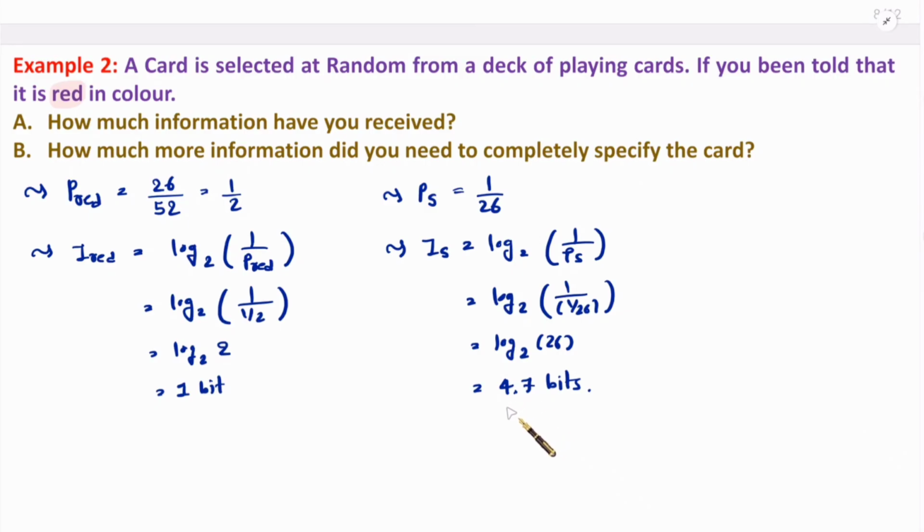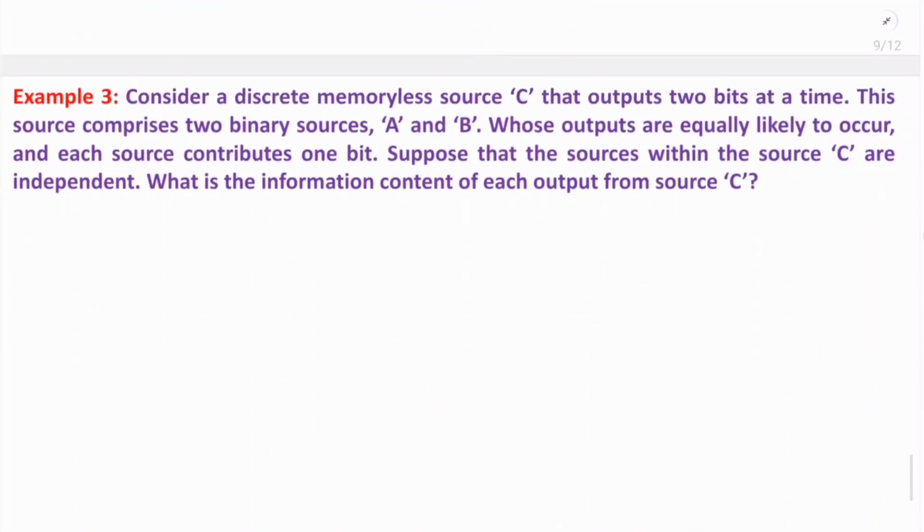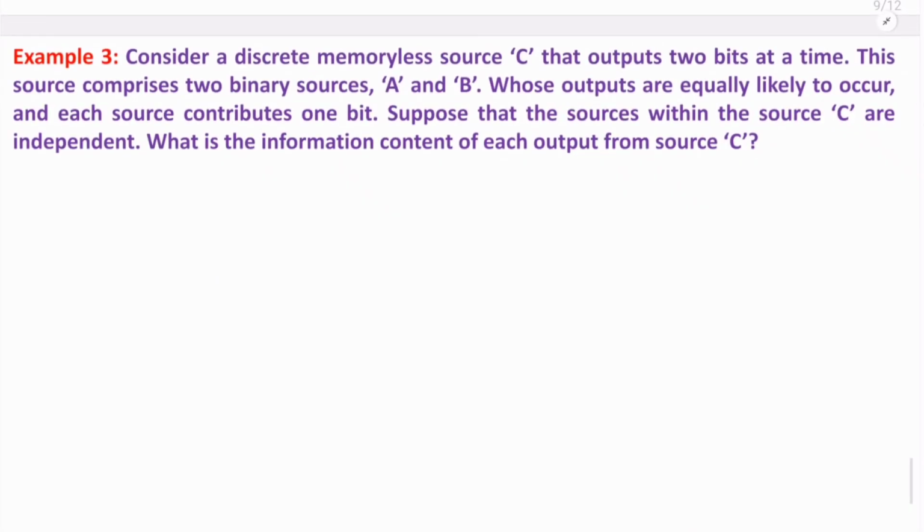Right. Now let me solve the last question of this video. See, in the last question, we need to consider a discrete memoryless source C that outputs 2 bits at a time. This source comprises two binary sources A and B, whose outputs are equally likely to occur, and each source contributes 1 bit. So here you need to understand the question. In the question, we have source C, that is a combination of A and B, each having 1 bit.